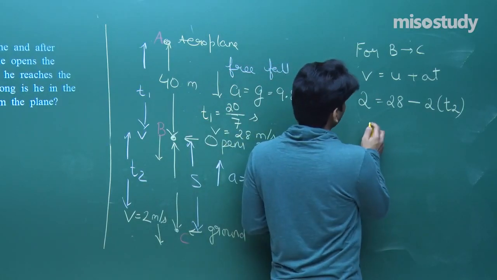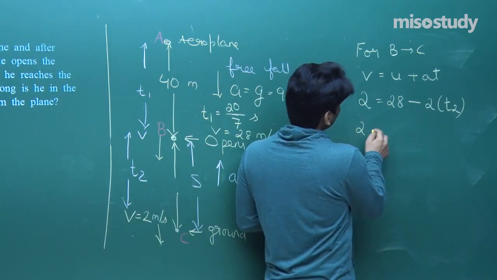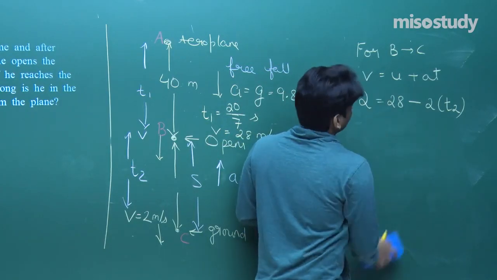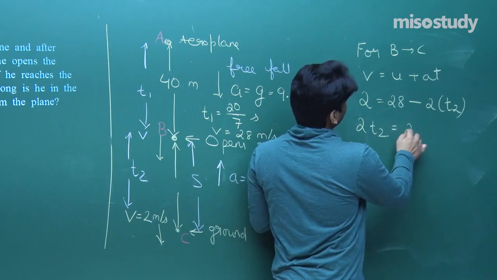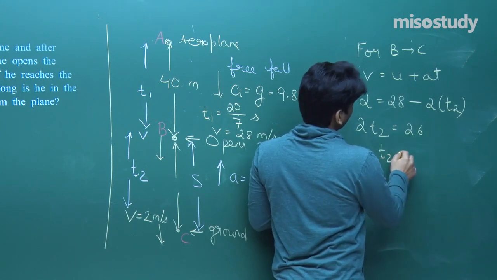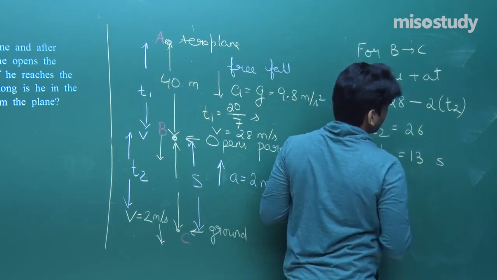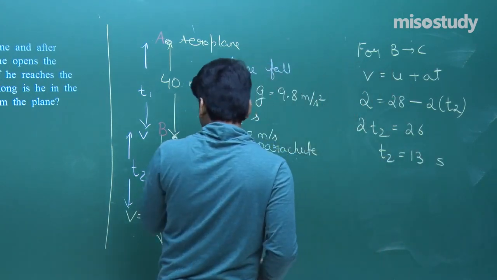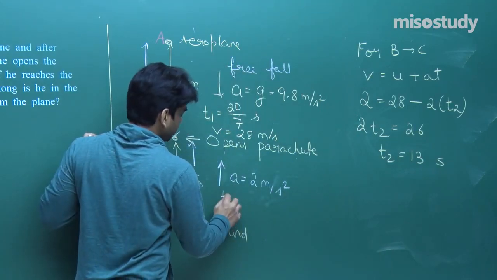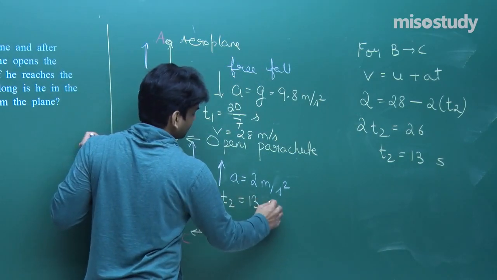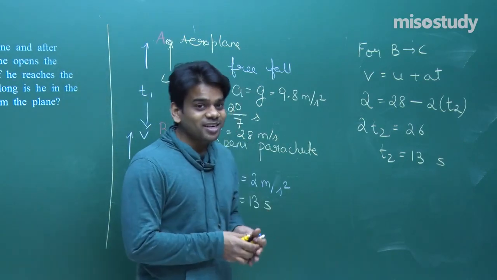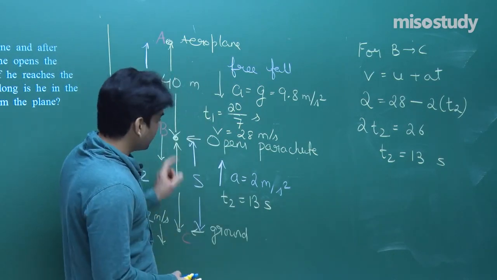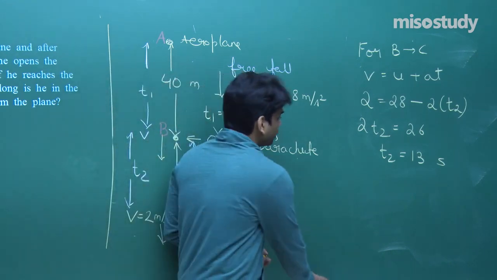From here t2 will come out to be, you see here, 2t2 will be 28 minus 2, that is 26. So t2 comes out to be 13 seconds. So we got this. Let me show you here, t2 is 13 seconds. I have written this term also. Next we are interested in finding out the displacement from B to C. What will be that?